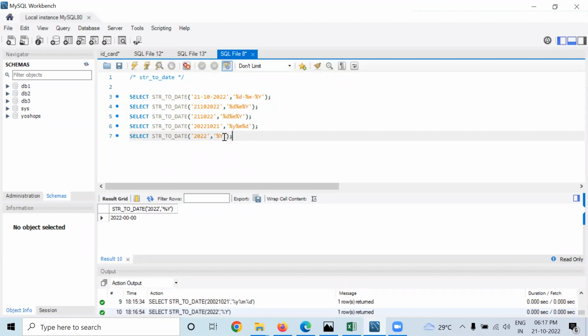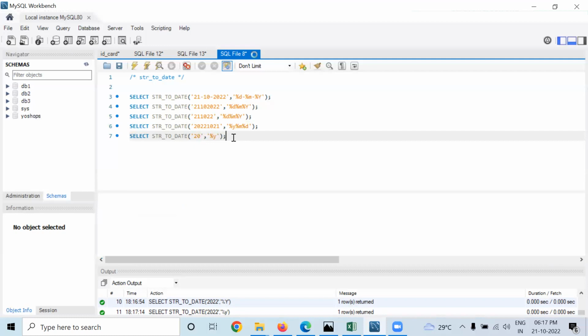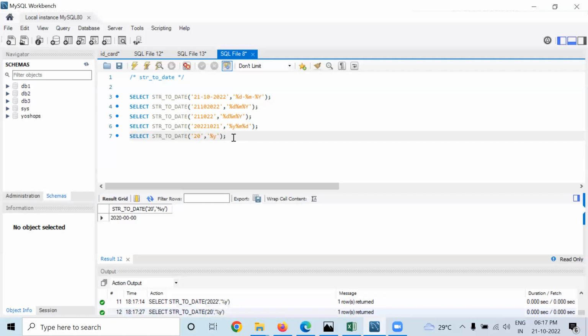And if I'm putting small y over here, what will be the output? Anyone please tell me. It will come as 2020. This 22 is not considered. Now also 2020 will come. Is it clear, everyone? When you do it yourself, you will understand how it works.